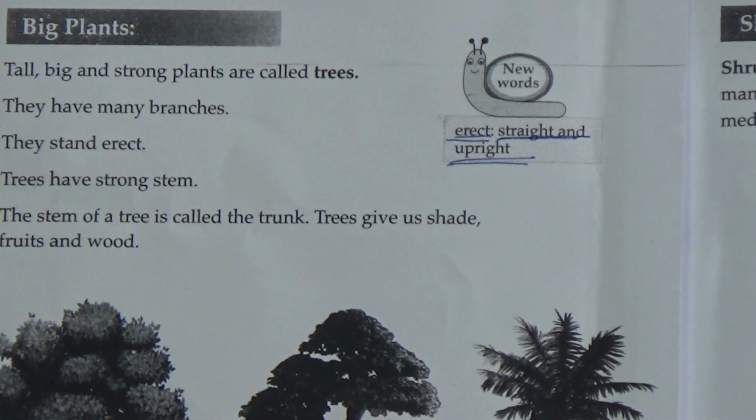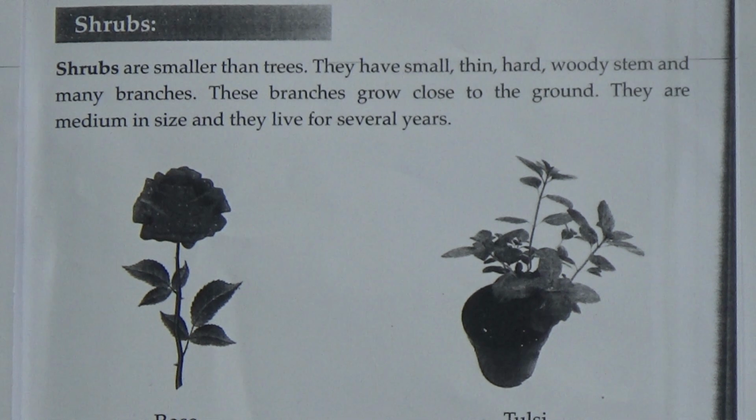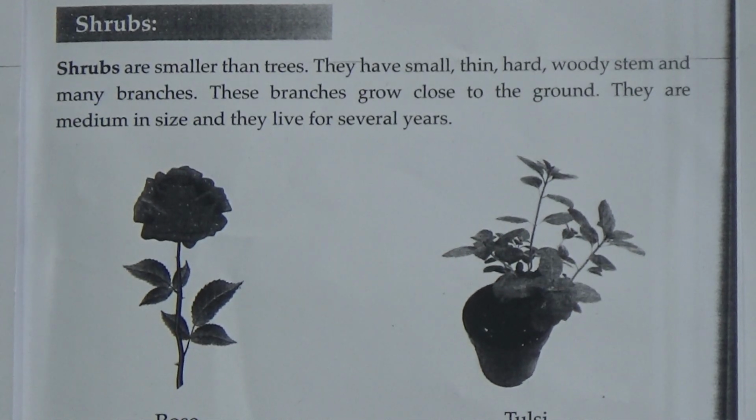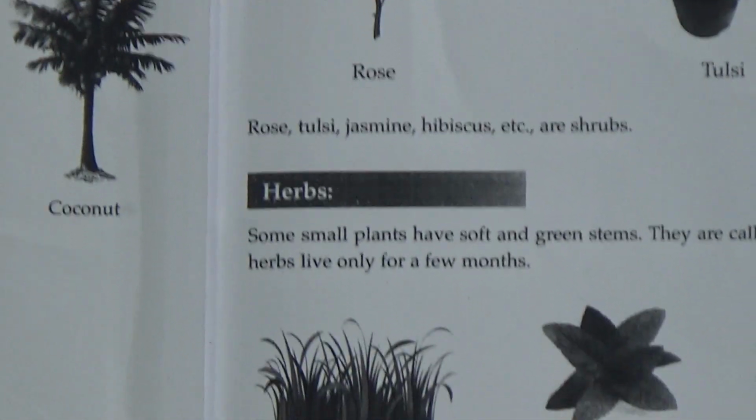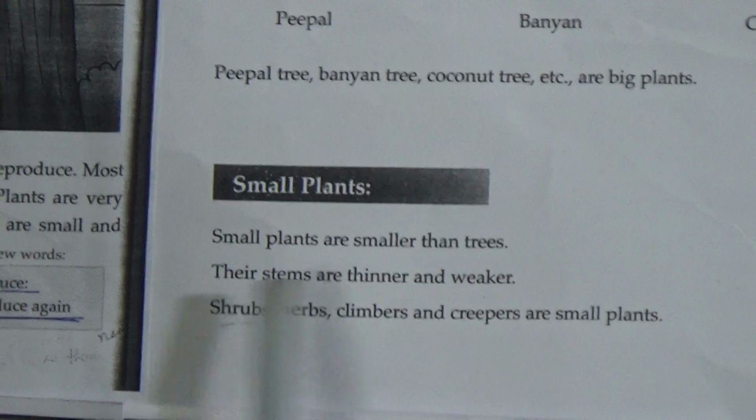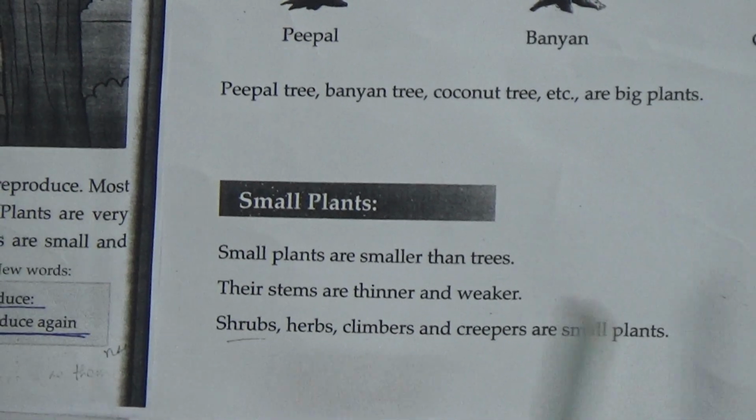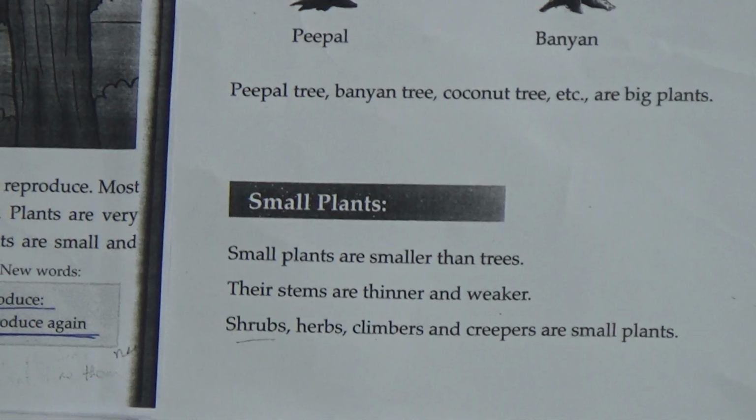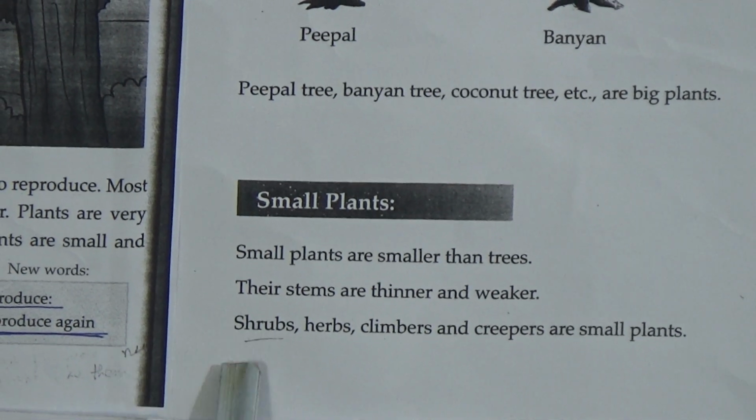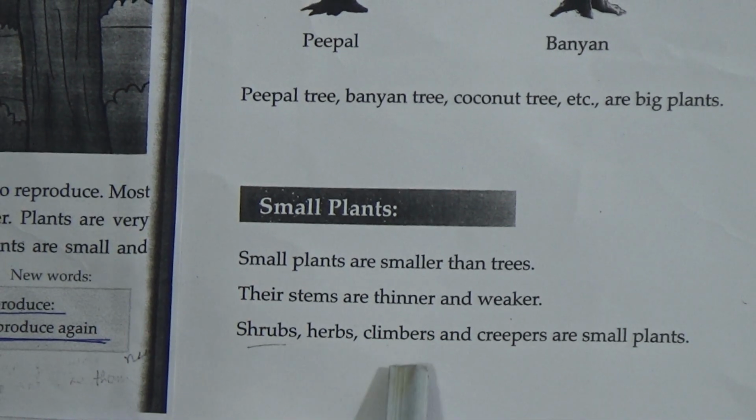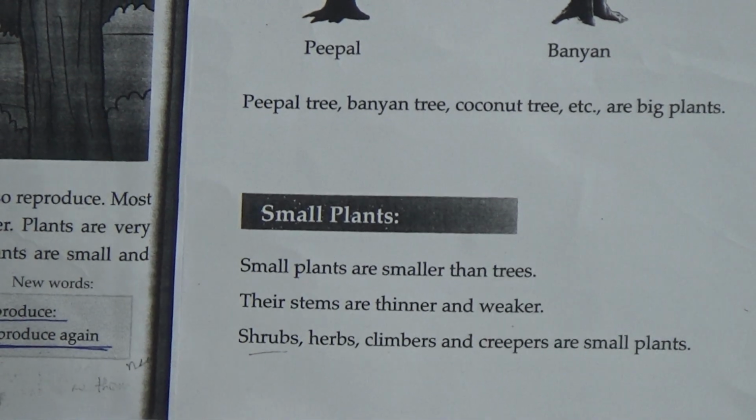Small plants. Small plants are smaller than tree. So, some plants are smaller than this big tree. We call them small plant. Their stems are thinner and weaker. Shrubs, herbs, climbers and creepers are small plants. So, who are the small plants? Shrubs, herbs, climbers and creepers are small plants.